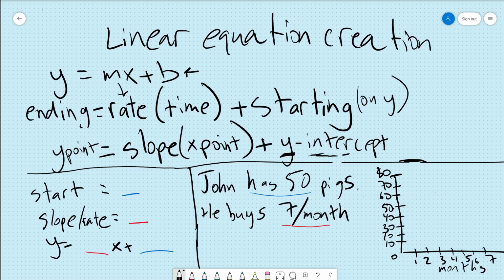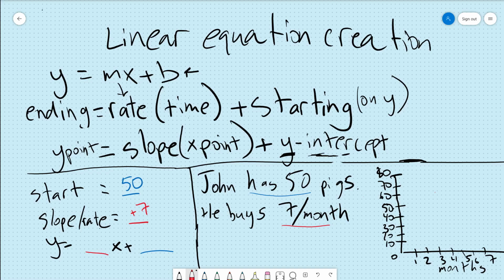So here's my situation. I'm going to try to keep it simple. John has 50 pigs. He buys 7 per month. So try to fill out, I would pause it and try to fill out the start and how much he's making, his rate. So his starting amount is 50 pigs, so I'm going to write 50 here. And my rate is going to be 7 per month. He's gaining those pigs, so a positive 7.